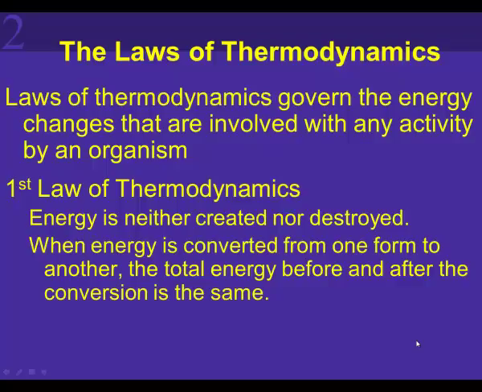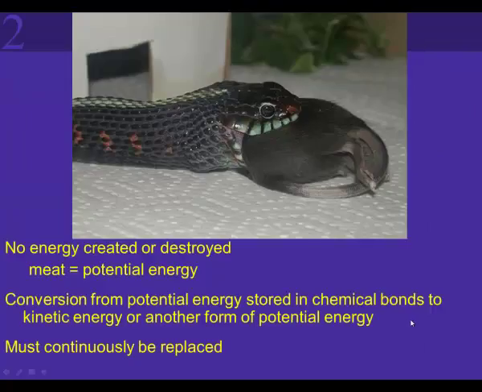So even when energy is converted from one form to another, the total energy before and after the conversion is the same. So this poses a real problem for living organisms if no energy can be created or destroyed. So energy then has to be obtained from somewhere where it's already pre-existing. And so some of you may be familiar with the idea of potential energy in terms of, say, a ball rolling down a hill or maybe even water behind a dam.